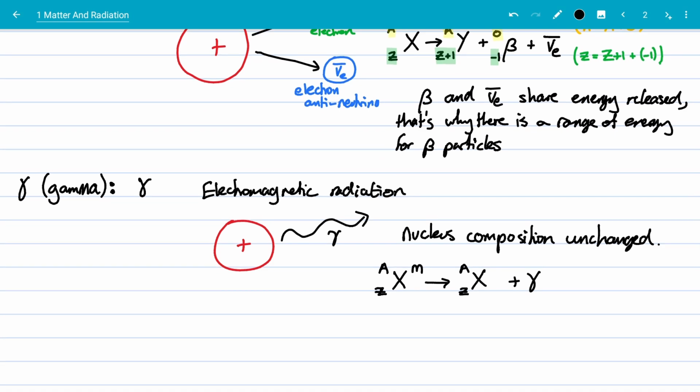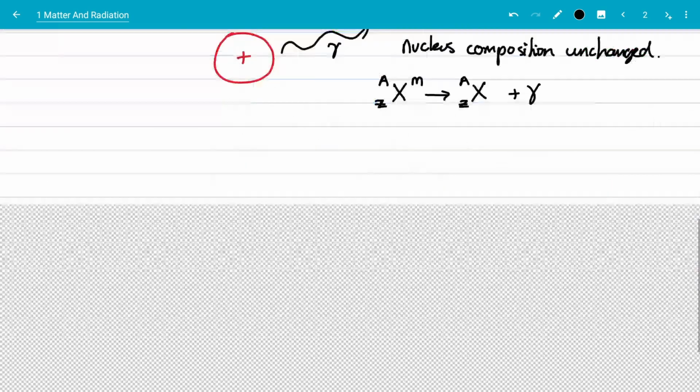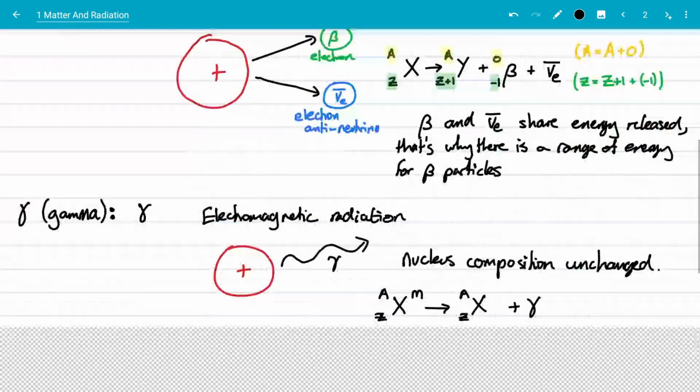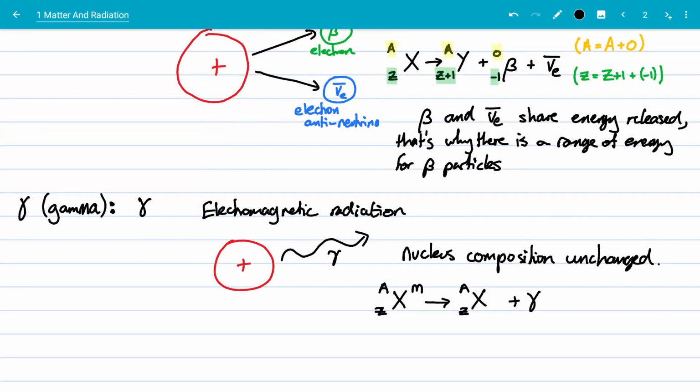Metastable just means it's not really stable, but it's kind of stable over a long enough time that we can measure it. It's like half stable, kind of stable. So that's what's going on with alpha, beta, and gamma.